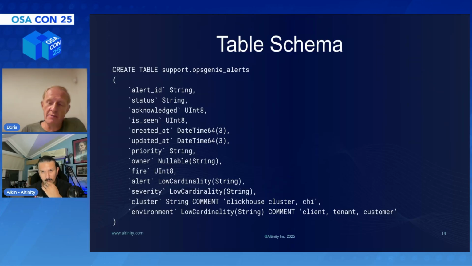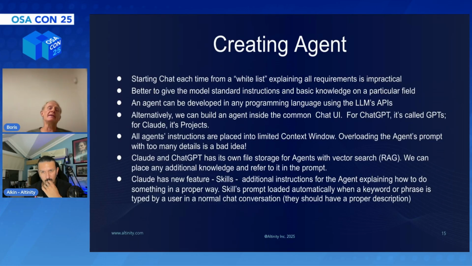So here's our schema, and we'll explore it. After all, you should create an agent, because starting a chat each time from a blank slate and explaining all the knowledge you have is very impractical. You have to create some standard prompt to explain all you know about the task, about the data, about your requirements, about your habits, all you need.